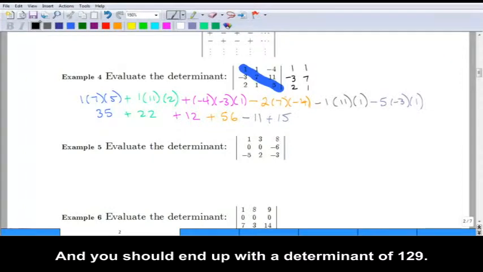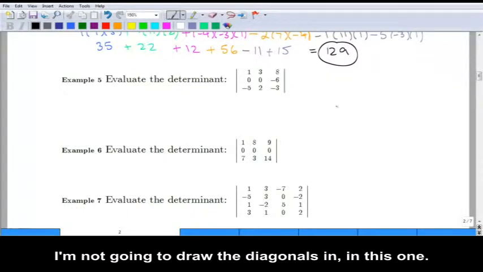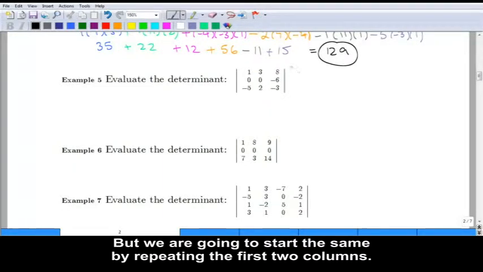And you should end up with a determinant of 129. Now let's try another example. I'm not going to draw the diagonals in this one, but we are going to start the same by repeating the first two columns.